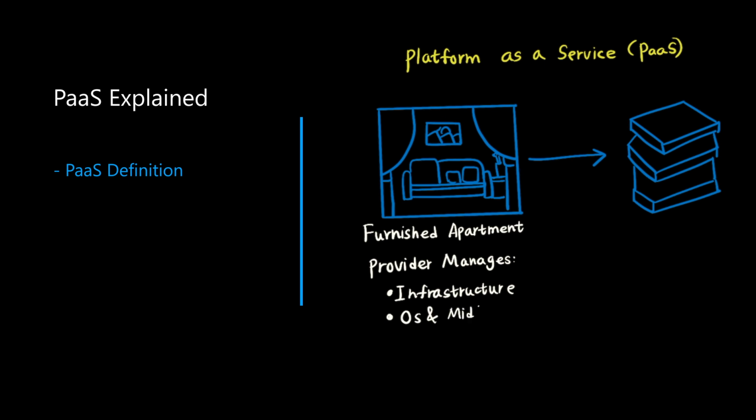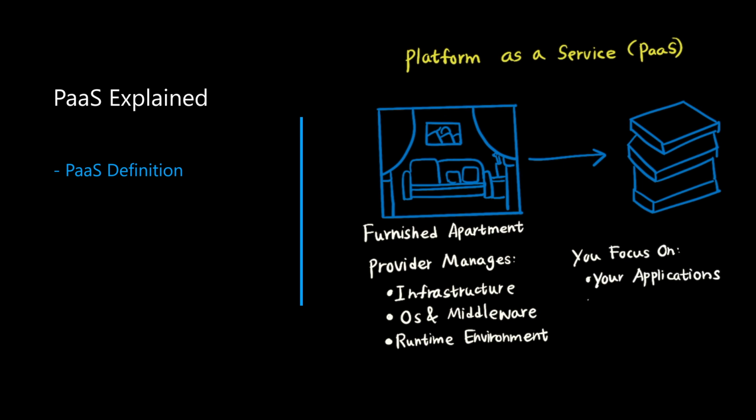Popular PaaS examples include Google App Engine, Microsoft Azure App Service, and Heroku. This model is particularly attractive for development teams because it eliminates the overhead of managing operating systems, applying security patches, and maintaining middleware components. Here's a concrete example that illustrates PaaS perfectly.